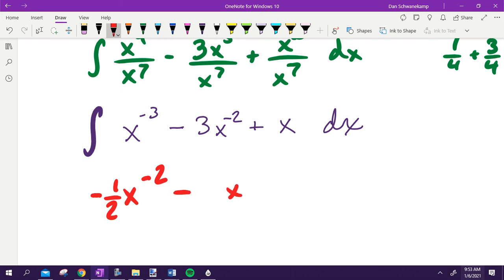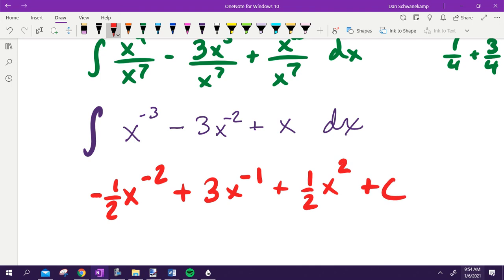Next one. Cannon, what's my new exponent going to be? I'm adding 1 to this. So I get negative 1. And then I divide by my new exponent. So my leading coefficient is going to be positive 3. Great. And then I've got x. Taylor, what's my new exponent going to be? X squared. And then you got to divide by your new exponent. So what's my new leading coefficient going to be? 1/2. We good? Plus c.